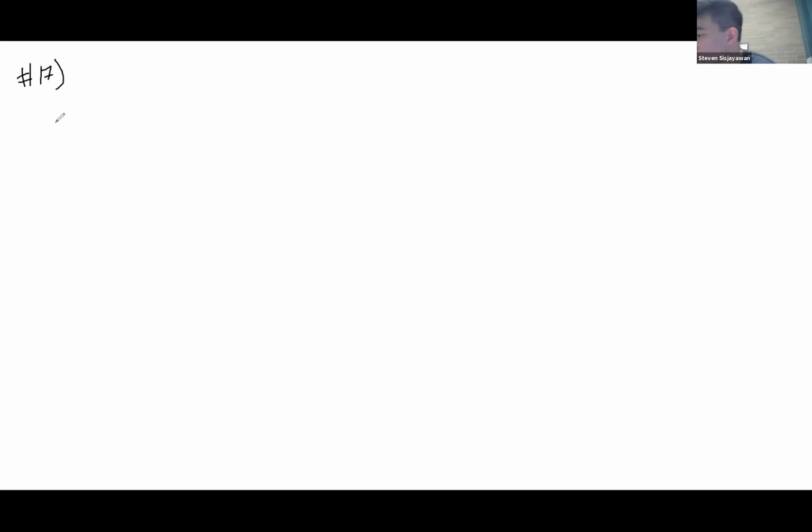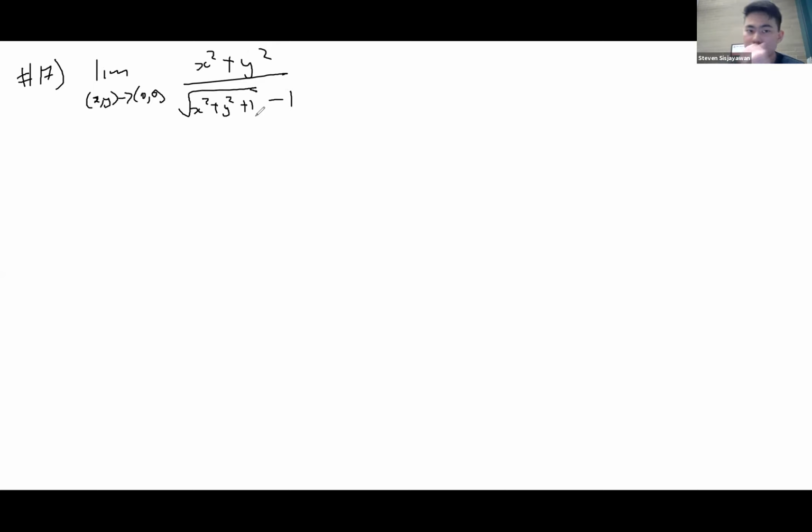Okay, let's go with one more or two more questions. For number 17, I have the limit as (x, y) approaches the origin of x squared plus y squared all over the square root of x squared plus y squared plus 1, minus 1 outside the radical. Another thing mentioned in lecture is that whenever you're dealing with these kinds of questions, you can also apply algebraic tricks. So again, I'll go through the same procedure.